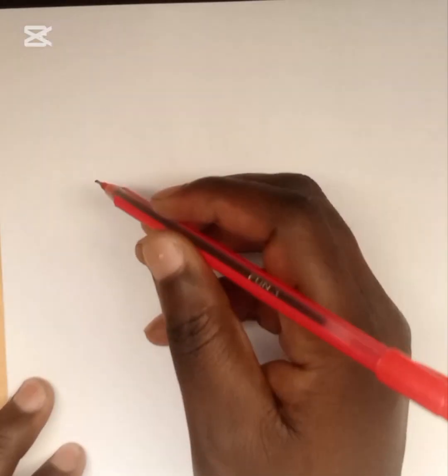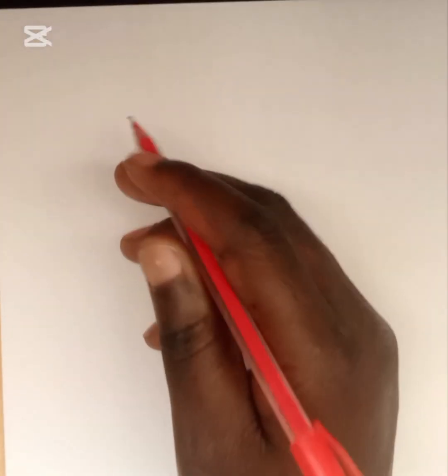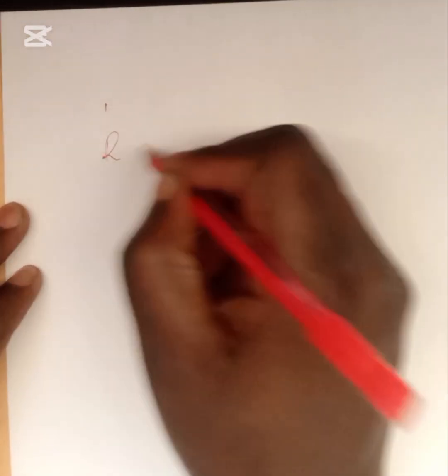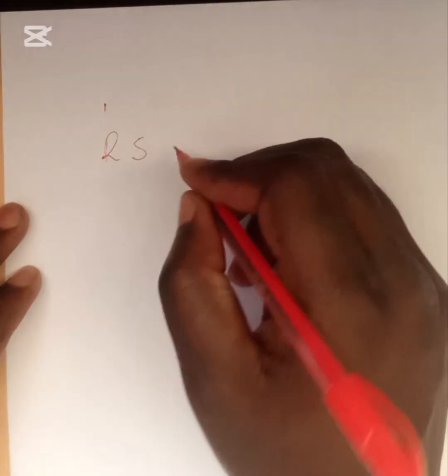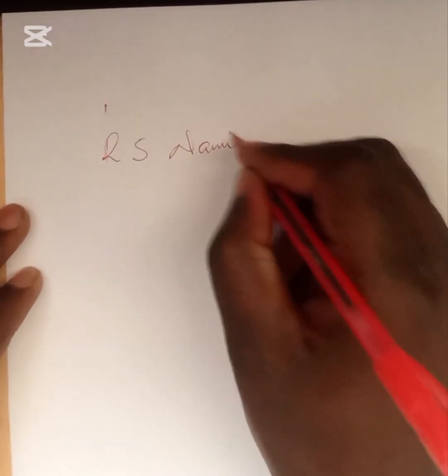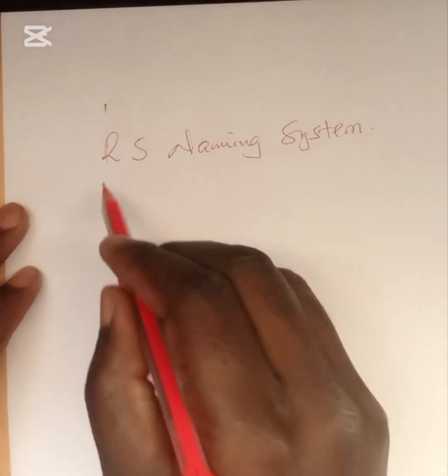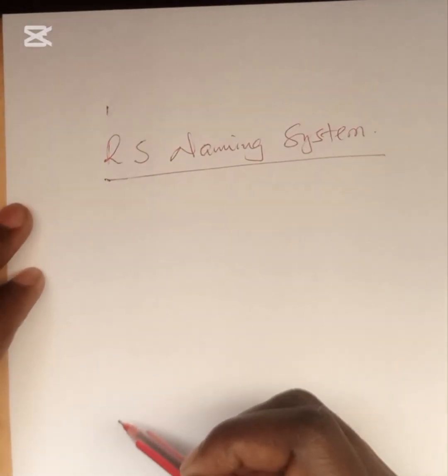Today I would want us to look at the naming system, the RS naming system of stereochemical compounds. That's what I want us to discuss. How do we assign the RS naming system?